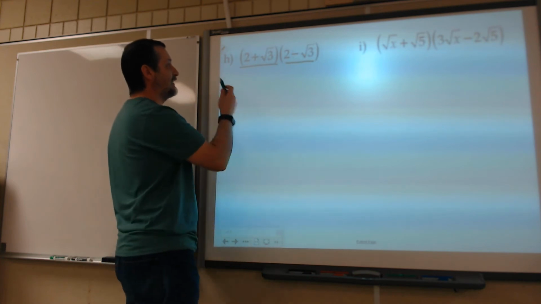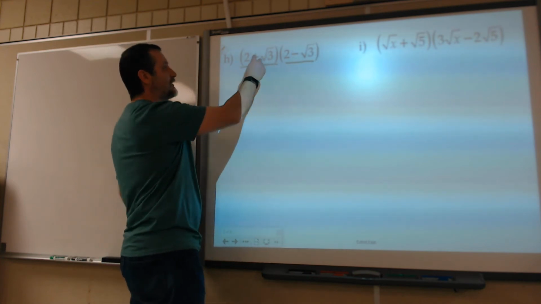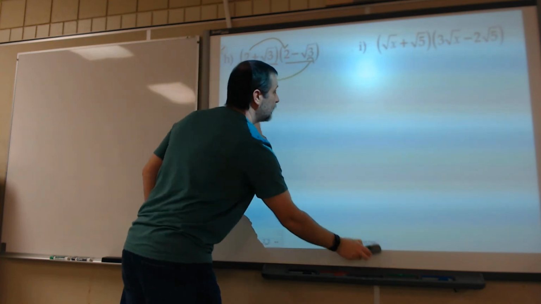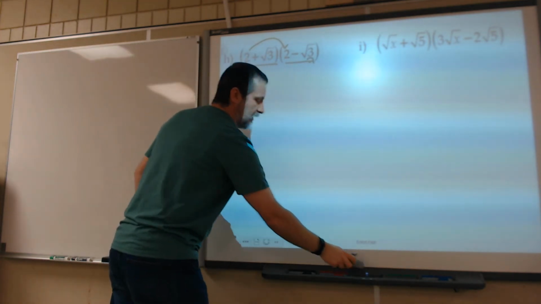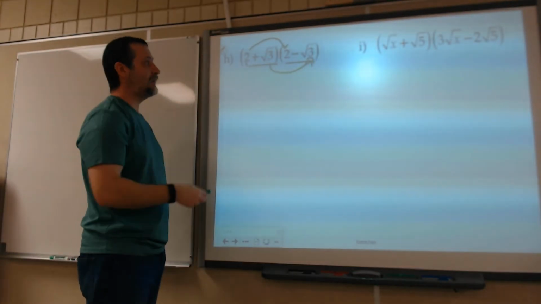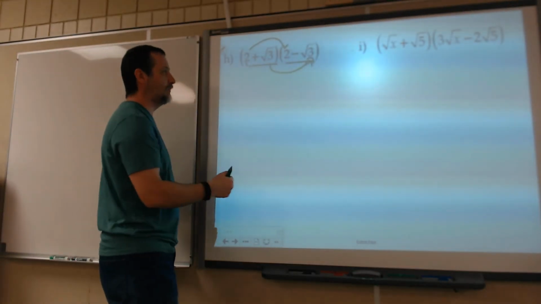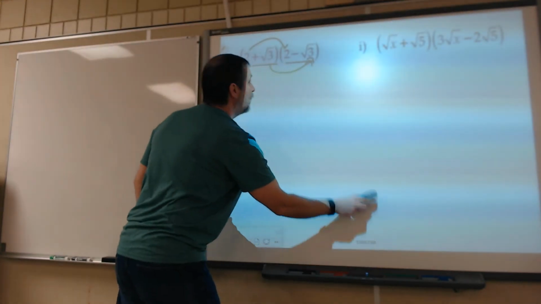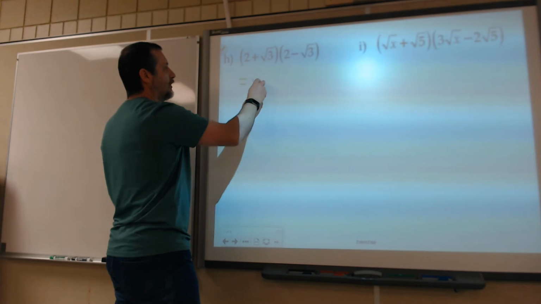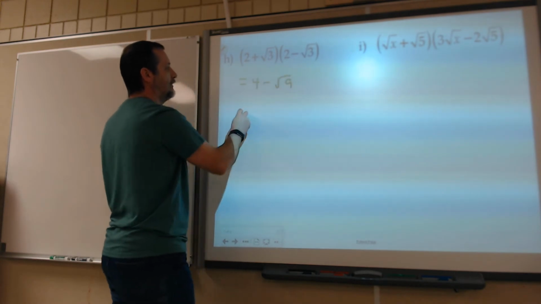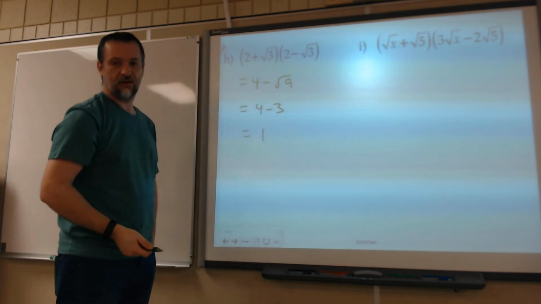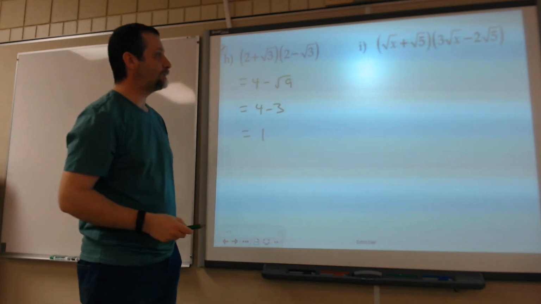If we recognize that it's the conjugates, then we just need the 2 times 2, and the root 3 times the root 3, because the other two will cancel each other out. So that's just something to keep in mind. If I do take that shortcut, I can say that's just the 4 minus root 9, which equals 4 minus 3, which equals 1. So something to start catching earlier.